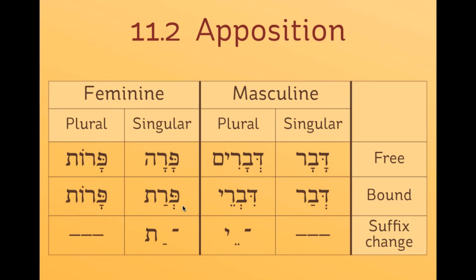Here is vowel reduction again, but you won't always get vowel reduction. Here it's spelled the same. You can recognize a bound word by vowel reduction or by suffix change. So tsere-yod is a unique plural suffix for a plural bound word, or patach tav is a unique suffix for a singular bound form.